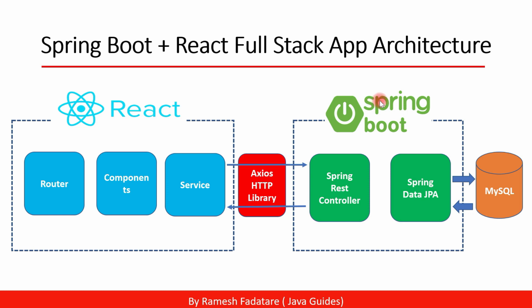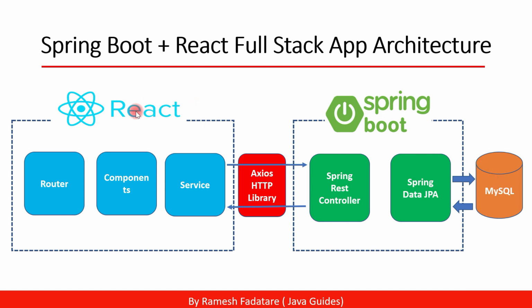Let's quickly take a look at Spring Boot application architecture first. We have a Spring REST controller and Spring Data JPA component. Spring REST controller will basically handle HTTP calls, for example get, post, put and delete, and we use Spring MVC to develop Spring REST controller, and we use Spring Data JPA to develop a repository or a DAO layer. Basically we use Spring Data JPA to reduce a lot of boilerplate code that is required to develop a DAO layer. Okay, and at the database layer we are going to use MySQL database.